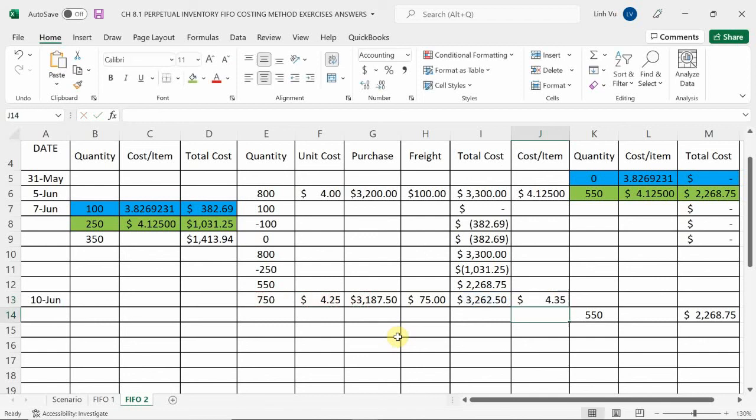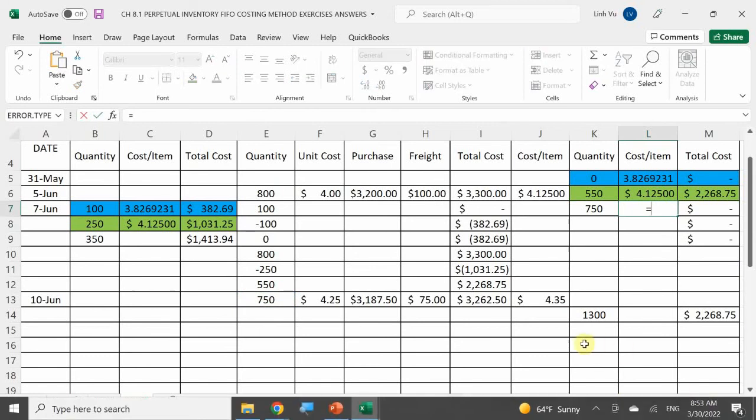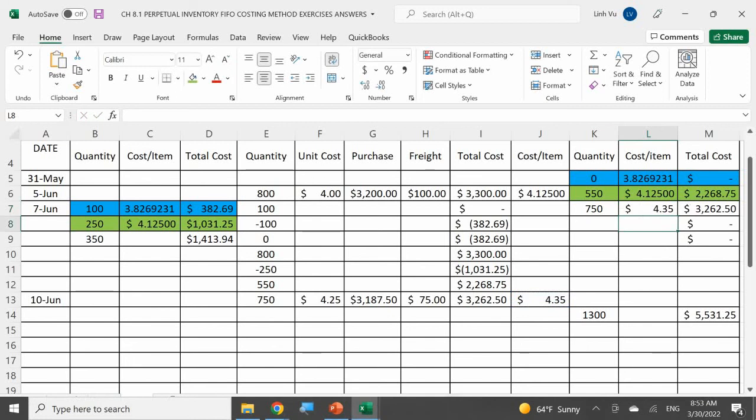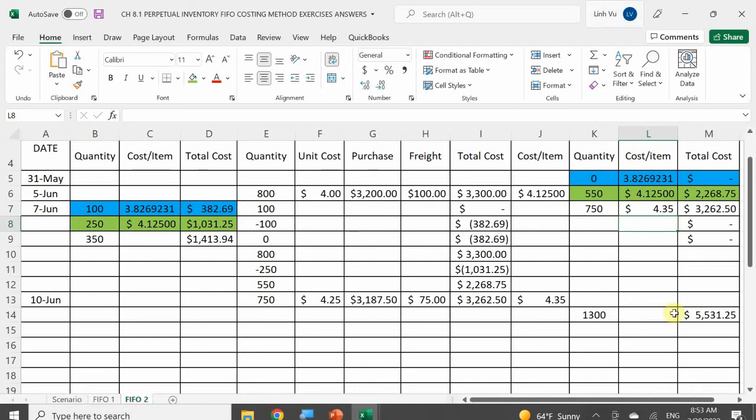So then what's my cost per item going to be? $4.35. So in this case, this is an even number. Okay. So I'm going to pop this into my inventory, saying we have 750 units costing $4.35 each, which should give me that exact amount, right? 3,262.50.